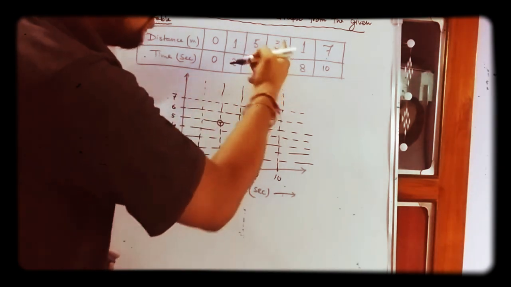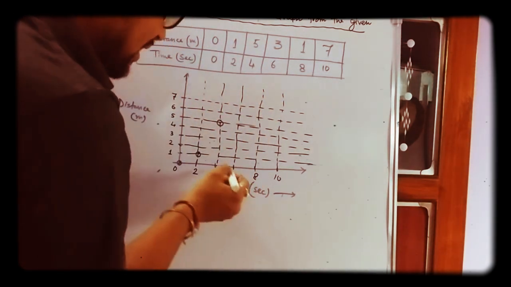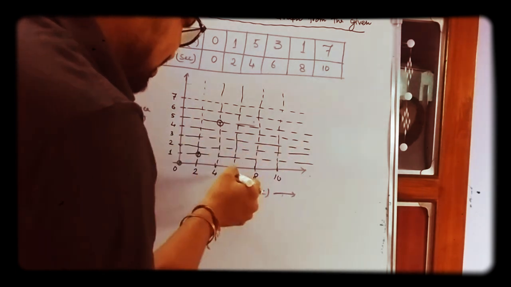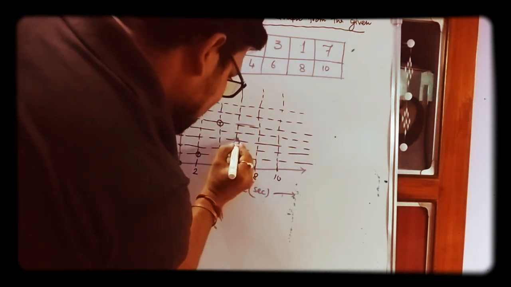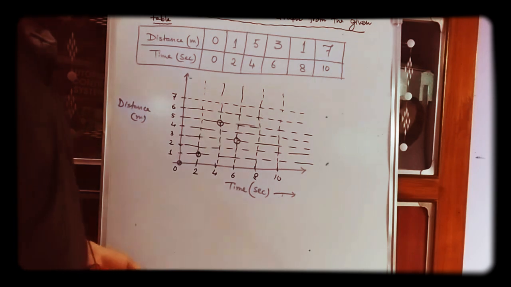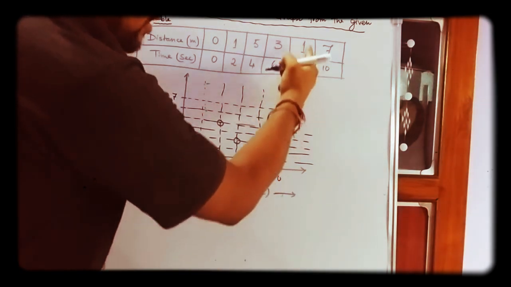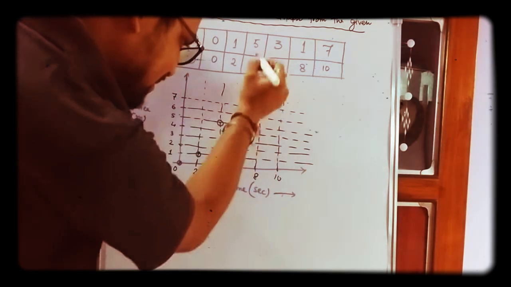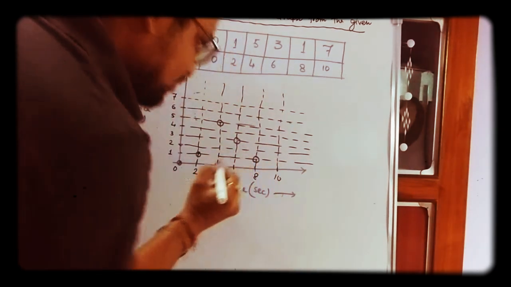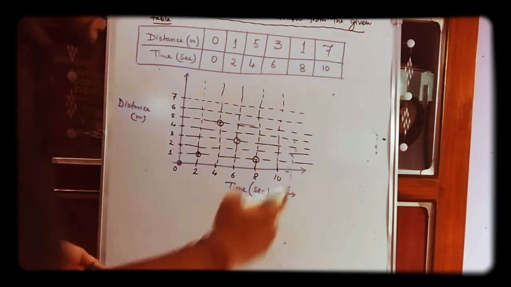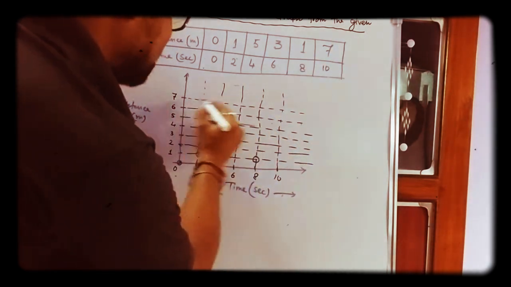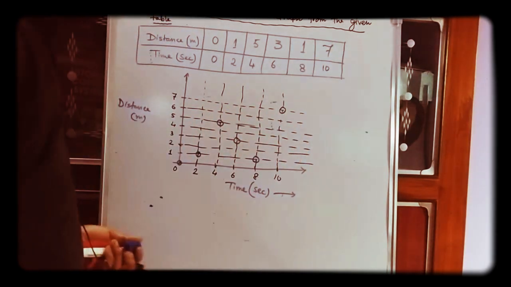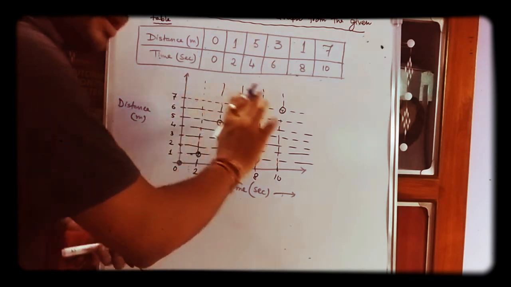Next is 6, 3. This is the 6 line and this is the 3 line, so 6 and 3 coincide at this point. The next one is 8, 1. This is the line of 1 and this is the line of 8, so they coincide here. And next is 10, 7. 7 means here. So done, the point locations have been marked.